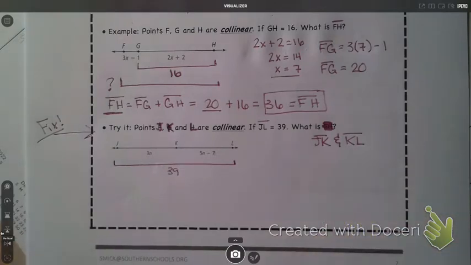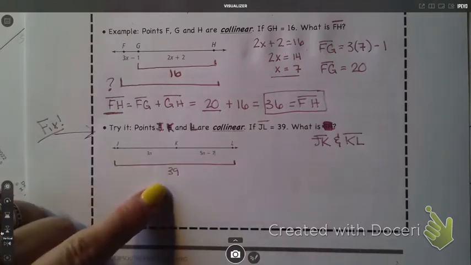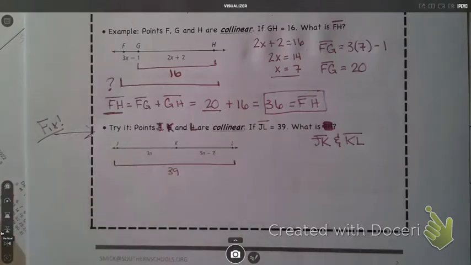Well, JK is 3n. So you need to find 5n minus 7. Divide 3 by 39. Well, you divide 39 by 3. Yeah, divide 39 by 3. And then you have 13. But 3n doesn't equal 39. What does 39 equal, guys? The whole JL. It equals JL, yeah? So go backwards from that.